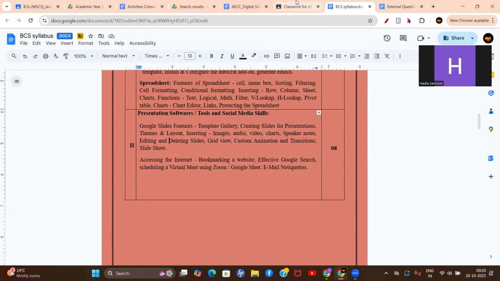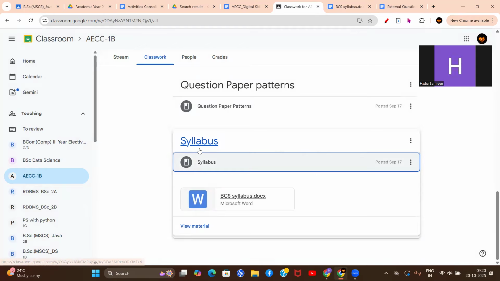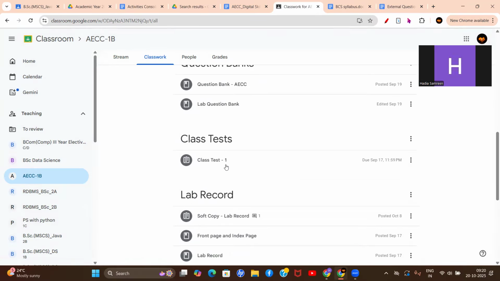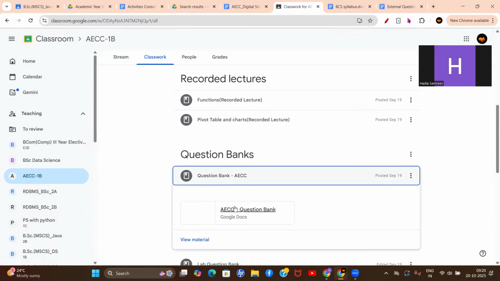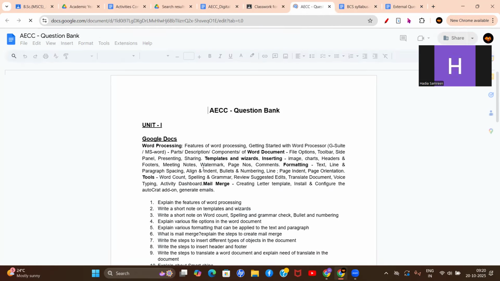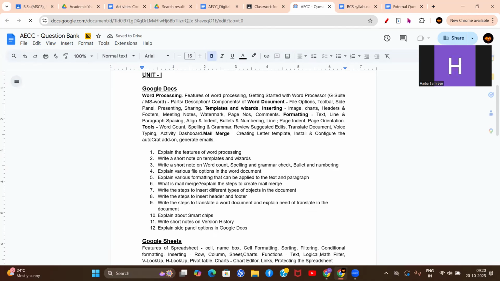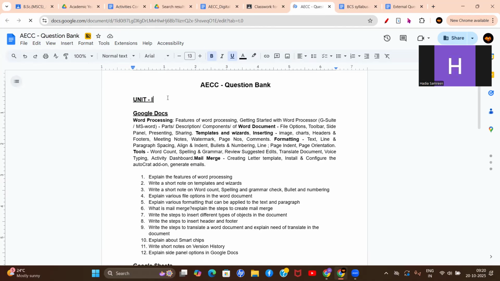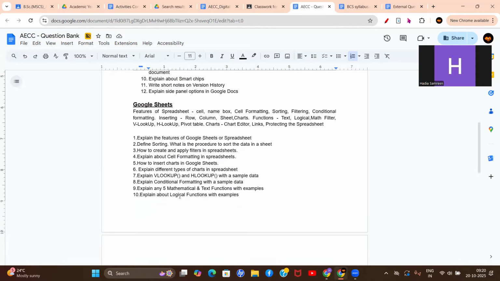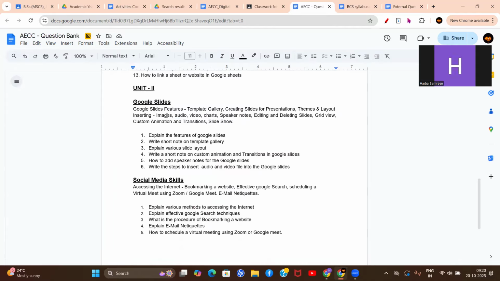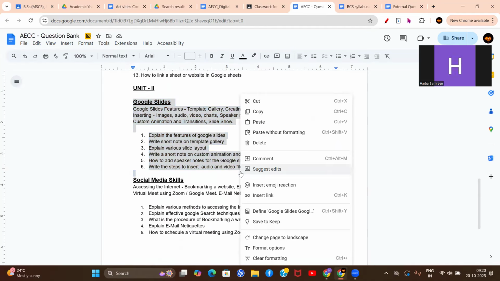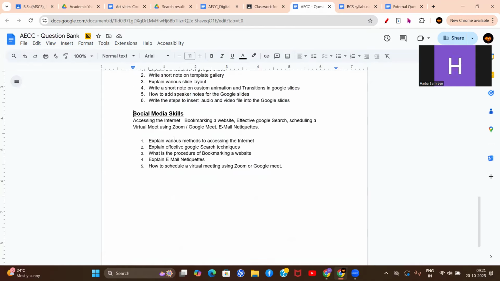Let's see our question bank once. So here is our question bank. See, in Unit 1, this is our Unit 1, right? In Unit 1 we have two parts. First part is all about Google Docs, and second part is Google Sheets. Likewise, for Unit 2 we have two parts, Google Slides and social media skills, right?